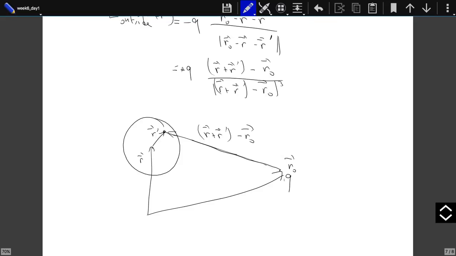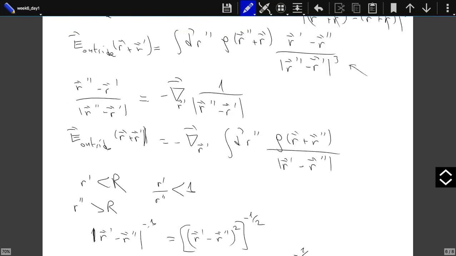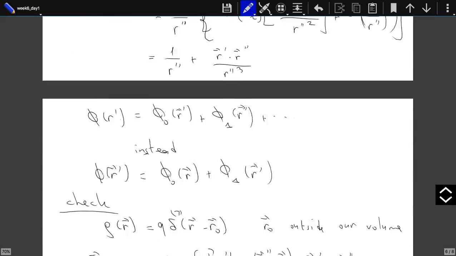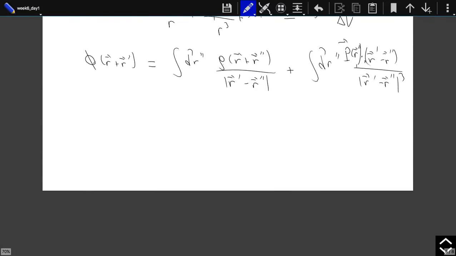Let's go back. These are my conventions. This point over here is R plus R double prime. So the charge density at that point I denoted by rho of R plus R double prime. And the dipole density at that point is also at R plus R double prime. You're right, I have to write R plus R double prime over there.